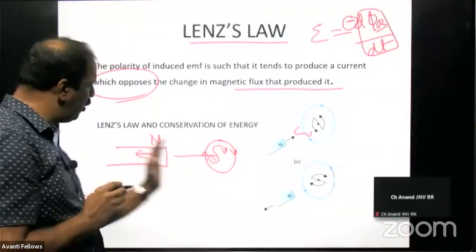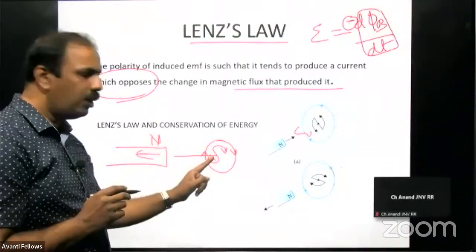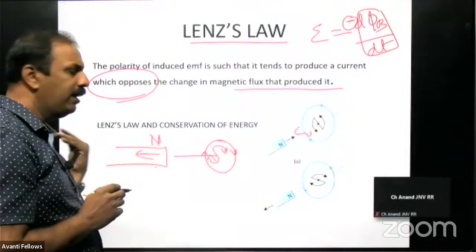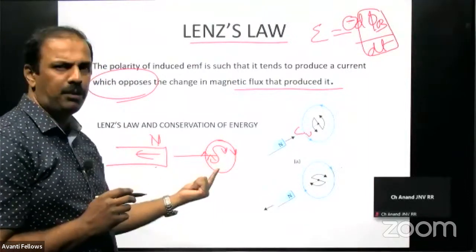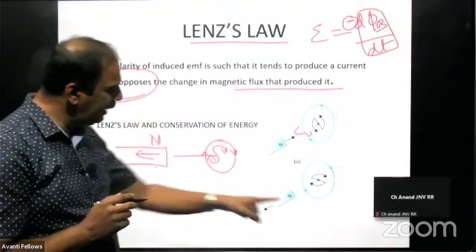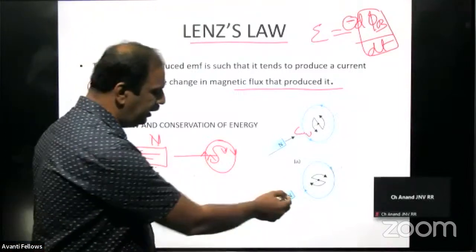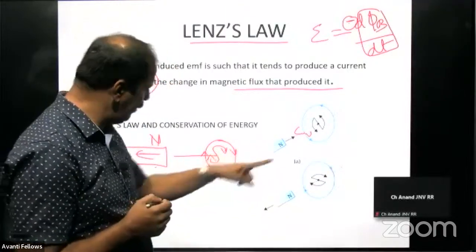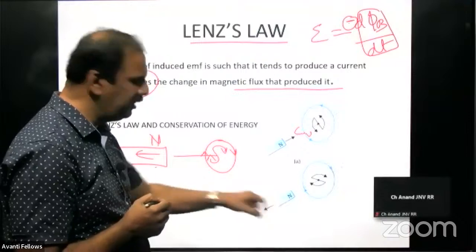That is, when you push north here, north should come so that it will repel. When you take the north away, what should happen? Here south should come. Then only it will pull. So it should always oppose. And in this picture, you see, we are taking the north this side, and the south is coming like this. This is the same thing we discussed here.